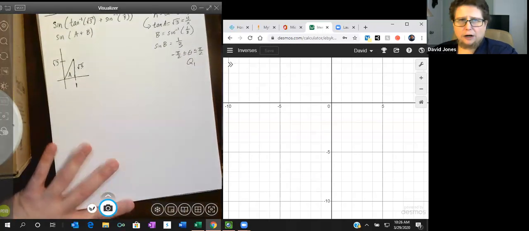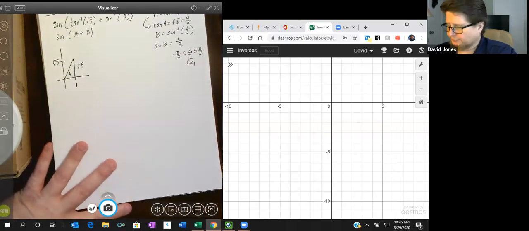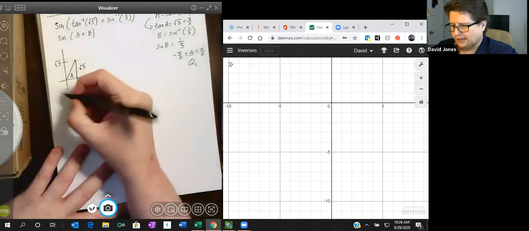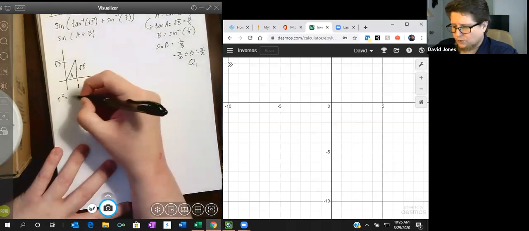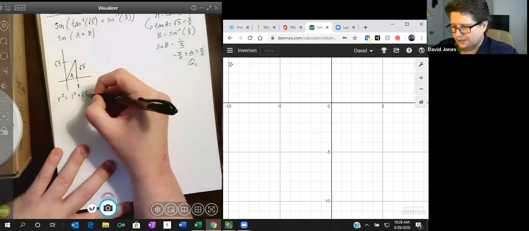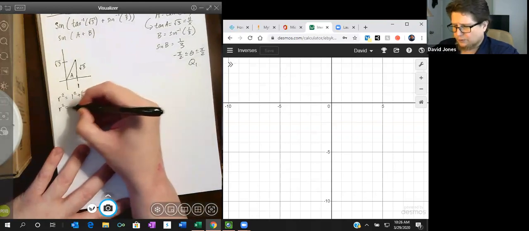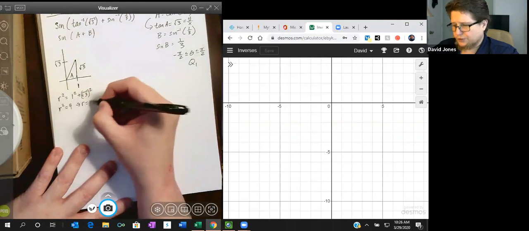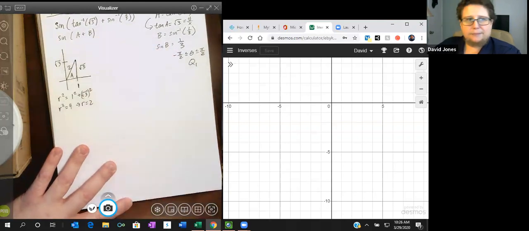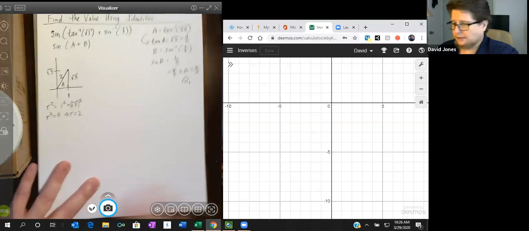Maybe we should figure out what R is real quick. I'm sure we're going to need it. I've got R squared equals 1 squared plus root 3 squared. R squared equals 4, so R equals 2. I'll put that in my picture.